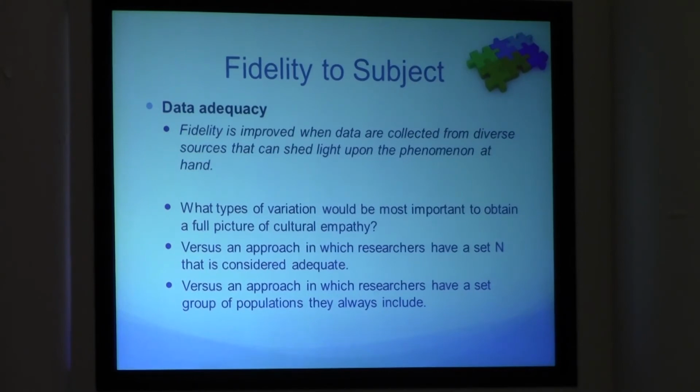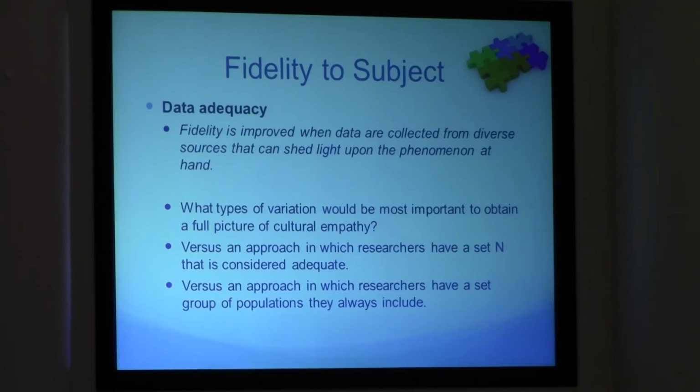So here, we ask ourselves to think about this. What sorts of variability would we need given our specific phenomenon that we're studying? So instead of having sort of a cookbook approach where you have a set N and we say, well, you need to get a certain number of participants. Or instead of having an approach where we say, well, we're just going to think about diversity includes these populations. We're going to get a certain number of people from each of these populations, and we've covered diversity, we're done.